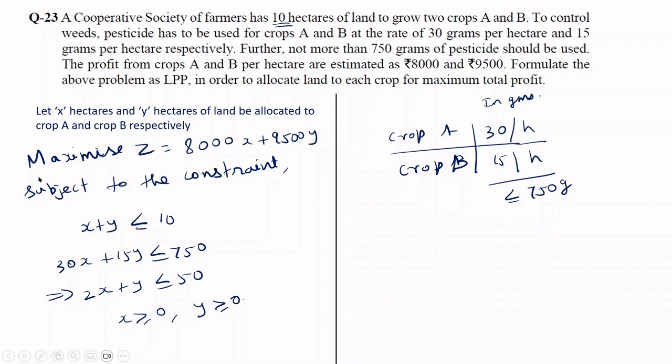So here, writing the objective function carries half mark and writing the constraints carries 1.5 marks. A total of 2 marks for this question.